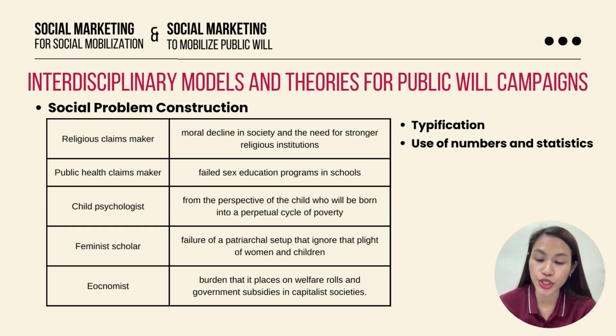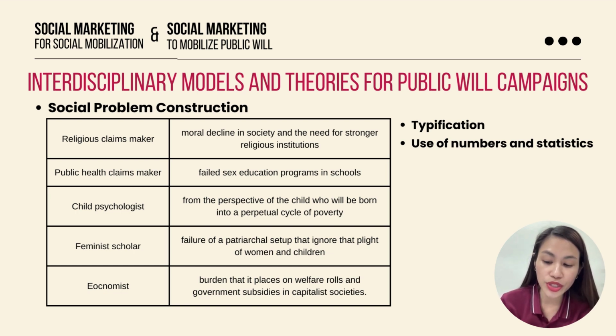Social problem construction. Public will campaigns begin with a social problem that needs to be addressed. Zastro posited that a social problem exists when an influential group asserts that a certain condition affecting a large number of people is a problem that may be remedied by a collective action. Our notion of what is considered to be a social problem or not is a product, something that has been produced or constructed through social activities as opposed to the objective conditions themselves.